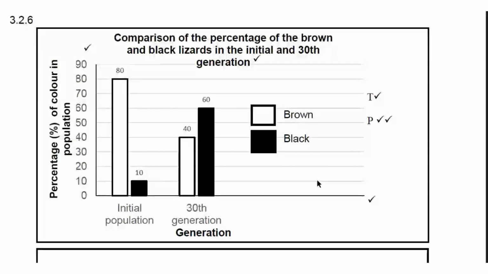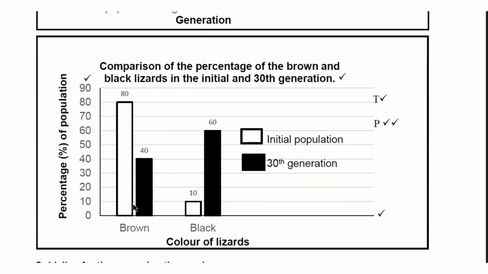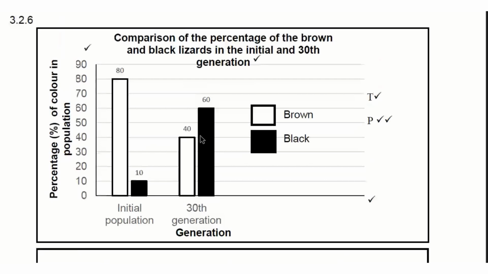Okay, so in this case, there were two ways in which you could draw this graph, because you have to draw a double bar graph to show the initial and 30th generation, as well as the brown and black lizards. So you need to draw a double bar graph like this, or like this, where you have the brown and black lizards, and then you show the initial and 30th generation with a key. Okay, so either one is fine. So they made provision for both. Okay, but let's just look at one of them.